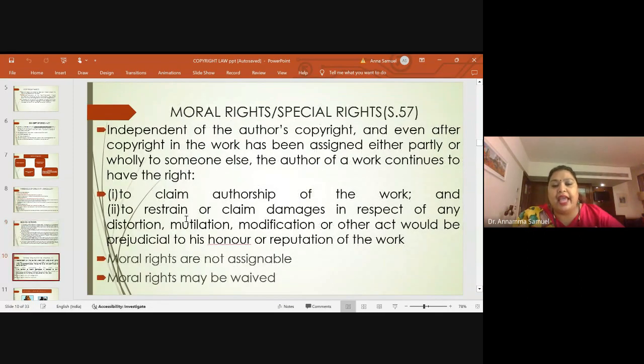Now, the second category of rights which are given to the copyright holder is the moral rights. Moral rights is something which in our Copyright Act, we use the term author special rights.